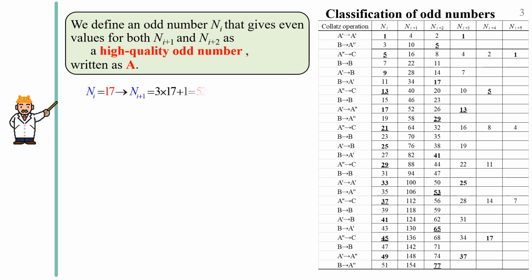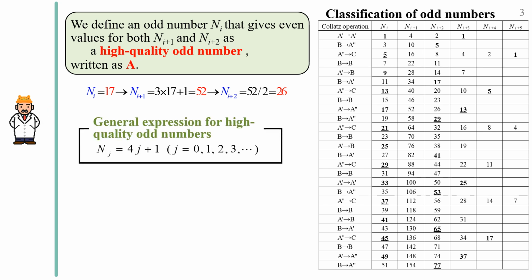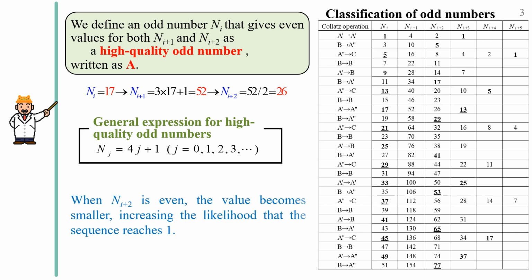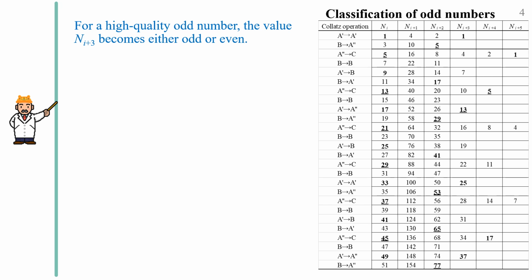For example, when n_i equals 17, both n_{i+1} and n_{i+2} become even. The general form of a high-quality odd number is given as follows. When n_{i+2} is even, the value becomes smaller, increasing the likelihood that the sequence reaches 1. Furthermore, for a high-quality odd number, the value n_{i+3} becomes either odd or even.